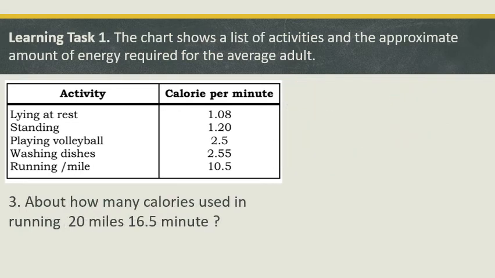And last, number 3: about how many calories are used in running 20 miles in 16.5 minutes. So, running. So, ito po. Okay, so 10.5. So, ang clue word natin ay "about," so ito po ay estimate. So, ang 10.5, pag in-estimate natin sa nearest whole number, siya ay magiging 11. Okay, 11 per mile. So, ito po ay 20 miles. So, 11 times natin sa 20.